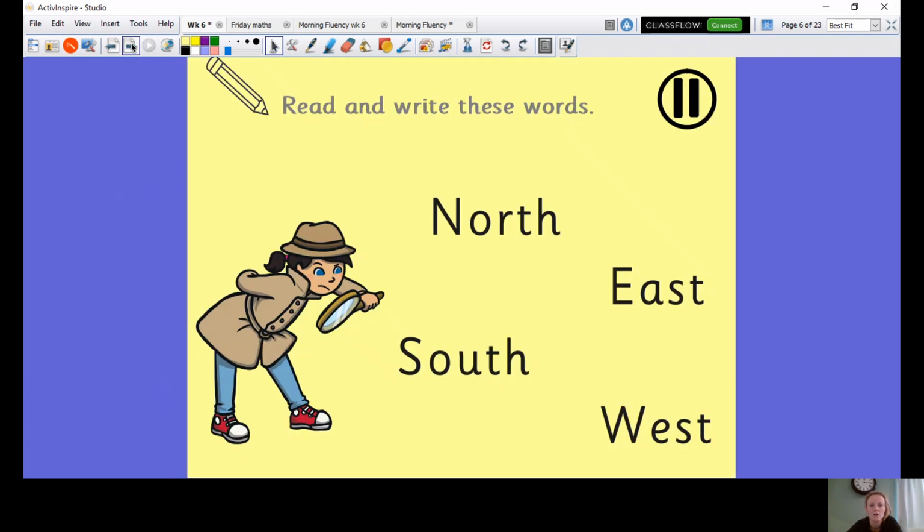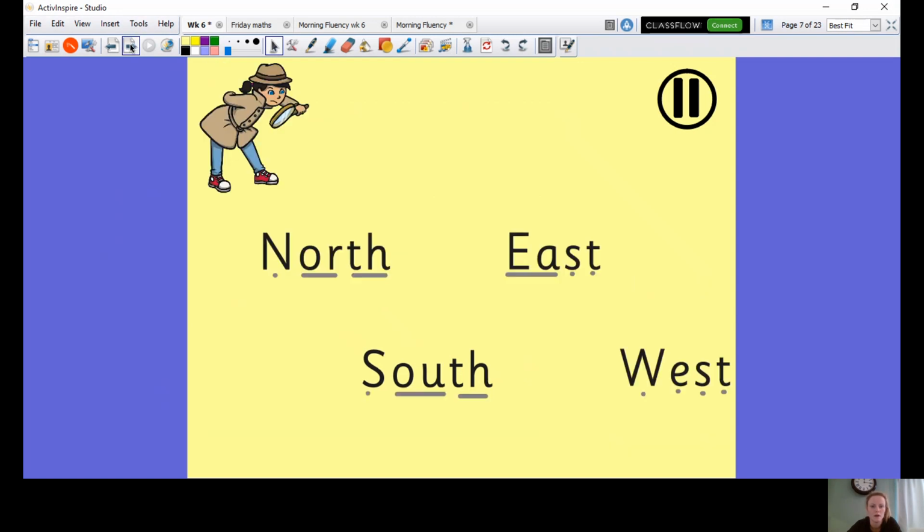But firstly, before we do that, I would like you to read and write these words down. It might be useful when you're reading them to sound button them like we do in phonics. So press pause and have a go. Okay, so we have the words here. Let's sound them out together.